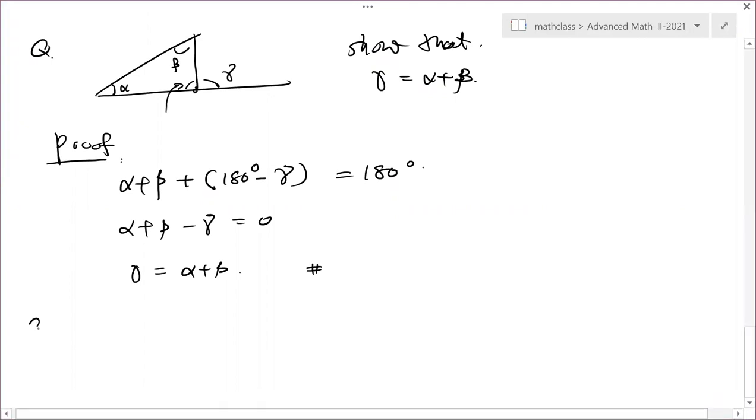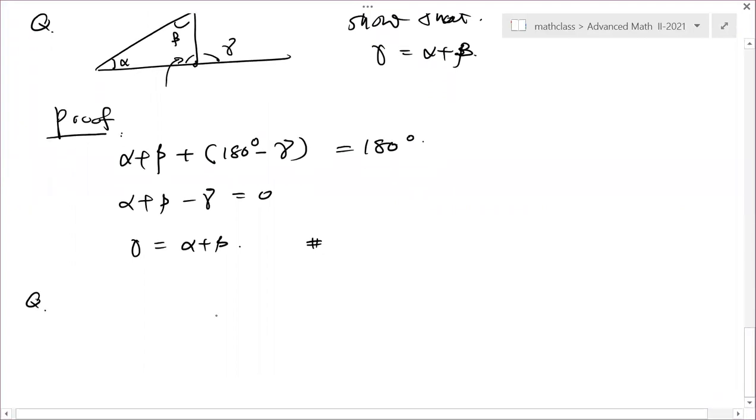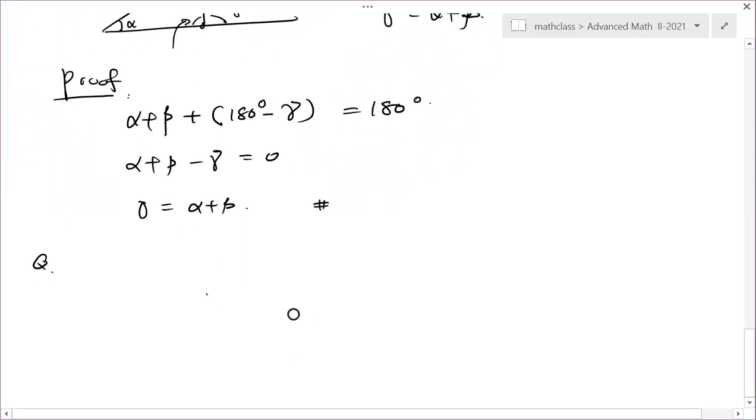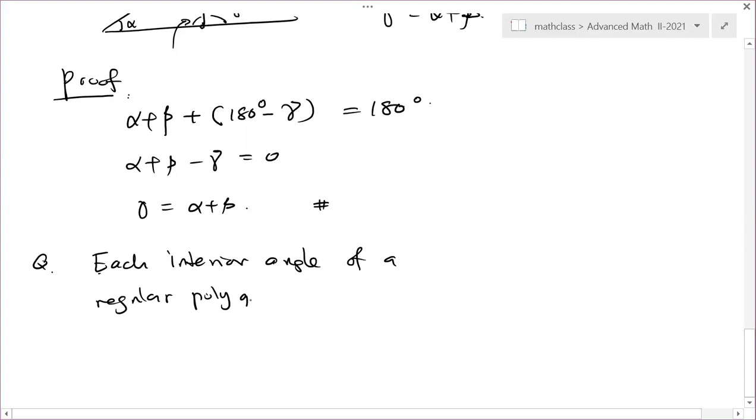All right, our next problem, we're going to use a formula. Each interior angle of a regular polygon measures 144 degrees. How many sides does it have? We don't know the number of sides, but I measure each interior angle of a regular polygon. Now, what do I mean by regular? Regular means all the sides have the same length. How many sides?